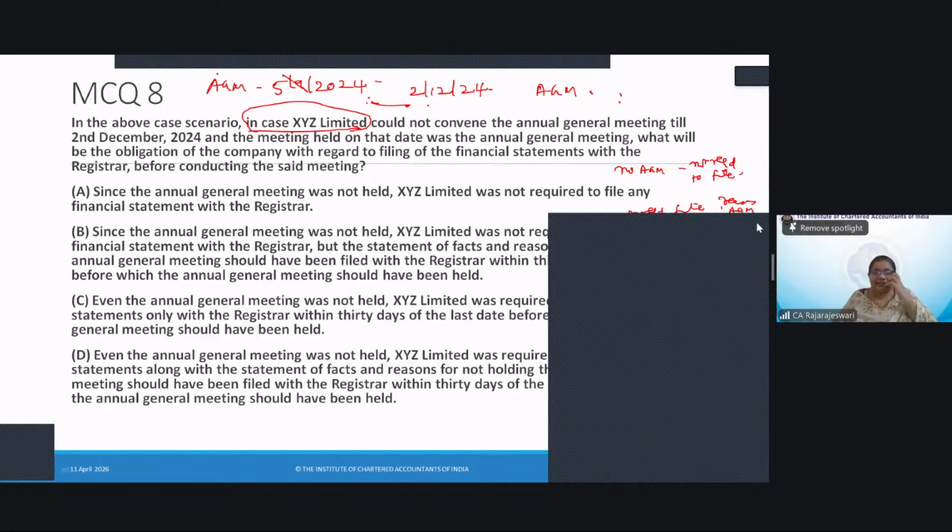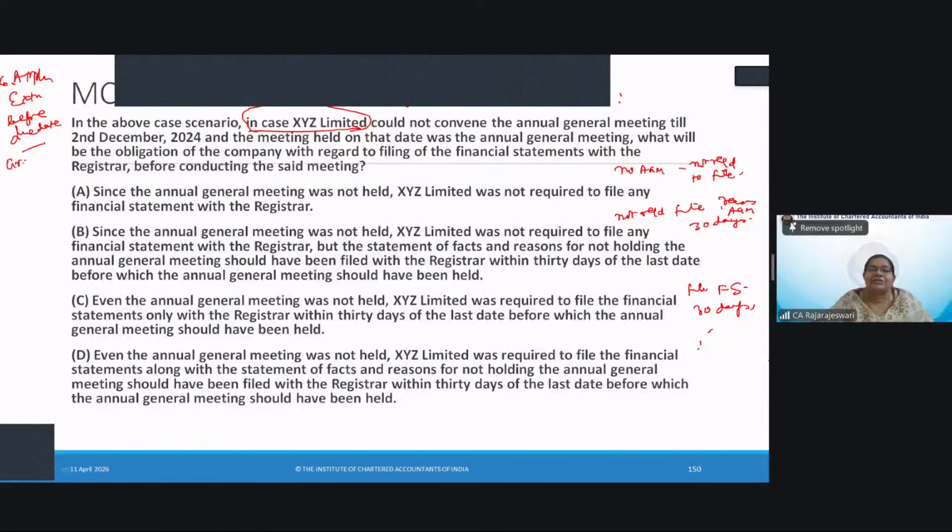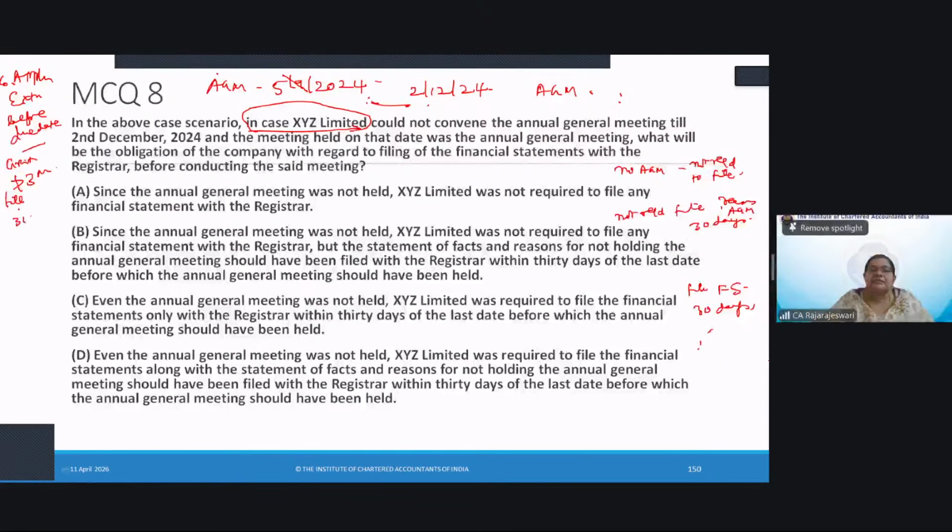Extension of 3 months, they have not mentioned whether the extension was granted. For granting an extension, the company should make an application with the registrar before the due date, stating valid reasons why it could not be held, and the registrar, on being satisfied, will grant an extension for a period not more than 3 months. That is, till 31st December, it may grant an extension.